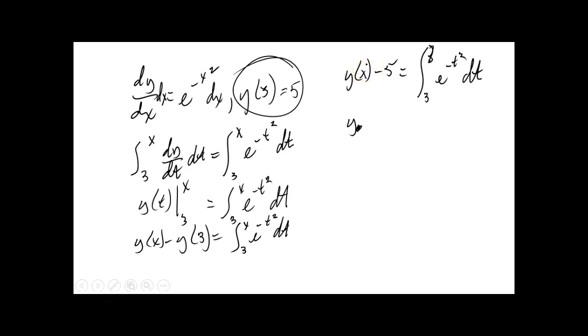I do not like the way they do this. Okay. All they do is just add 5 to both sides. So that will give you y of x is equal to 5 plus the integral, and go back to the x's now, from 3 to x of e to the minus t squared dt. Okay. They went all around here to get that, which they had stated before.